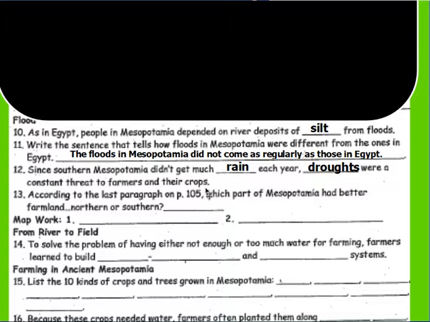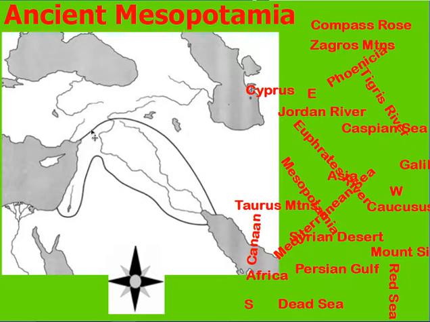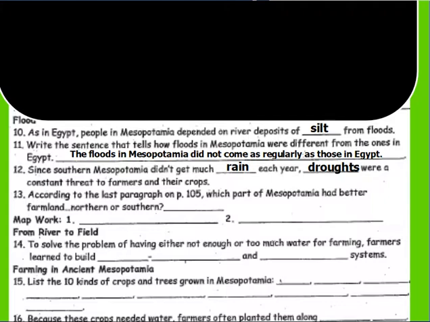Now, in your textbook, there's a paragraph that talks about southern Mesopotamia versus northern Mesopotamia, and the question wants to know which part of Mesopotamia had better farmland. Now, this doesn't necessarily have to do with whether or not they got a lot of rain. This had to do with which area, either the north or the southern part of Mesopotamia, had better farmland, which had richer soil. So if we're looking at these maps, it wants to know which one of these areas was better farmland. The answer is southern.